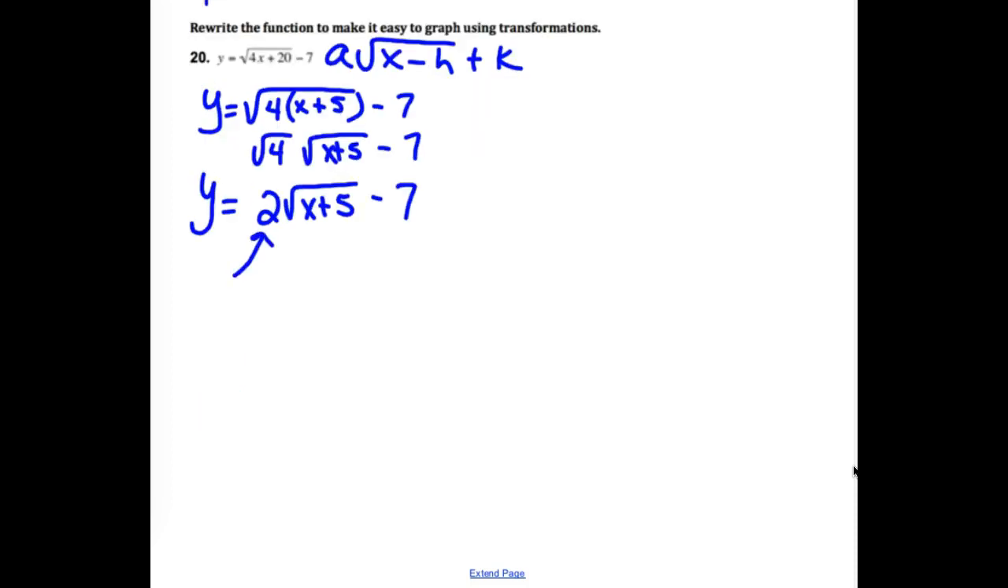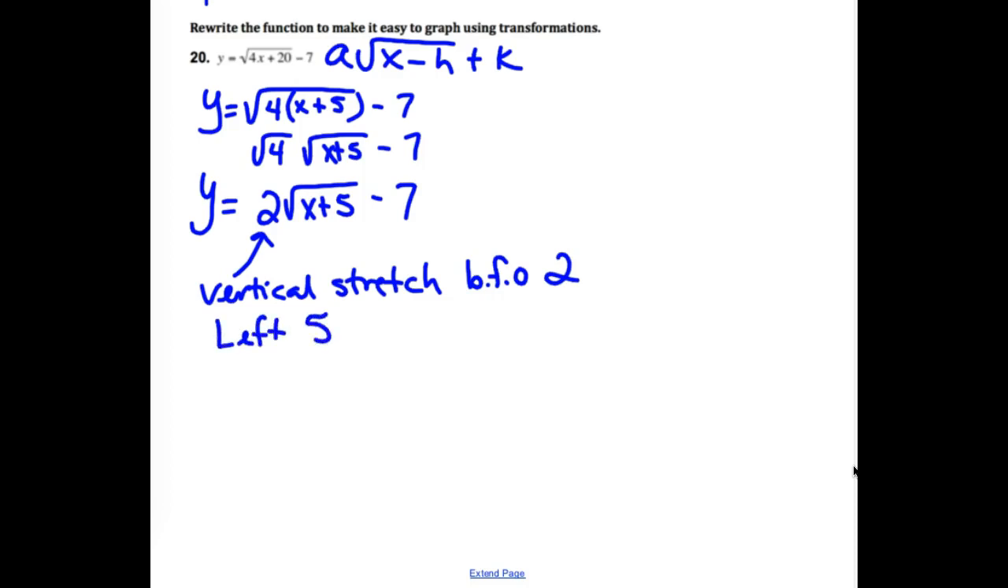The 2 is going to cause us to do a vertical stretch by a factor of 2. That means all my y values get twice as high. The 5 is going to shift it left 5, and the 7 is going to shift it down 7.